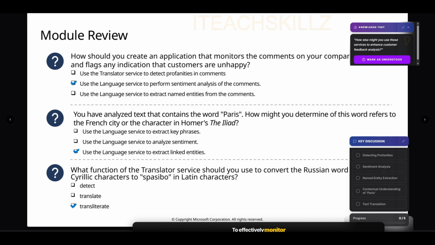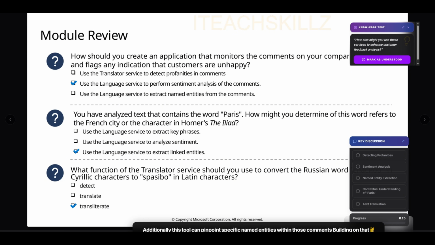To effectively monitor comments on your company's website, think of using technology as a detective. You could employ the translator service to catch any profanities lurking in the comments. Now let's explore sentiment analysis with the language service. It helps gauge whether customers are thrilled or disgruntled. Additionally, this tool can pinpoint specific named entities within those comments.